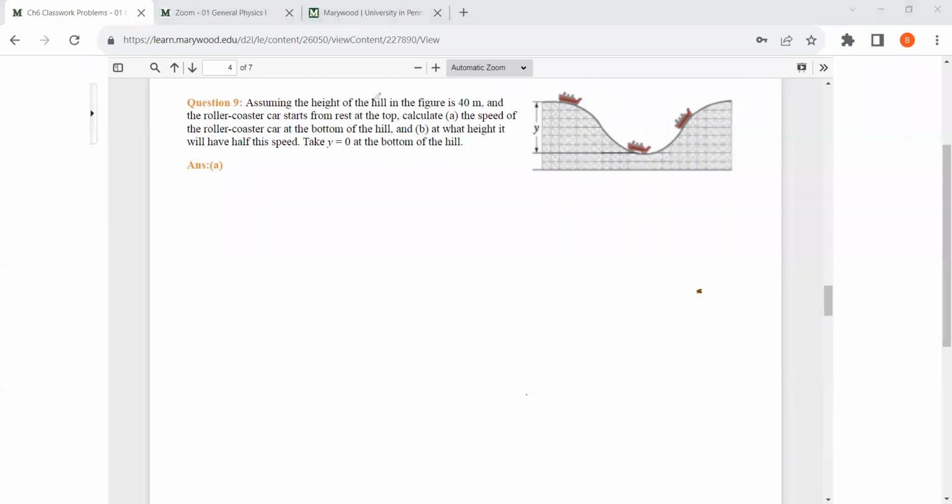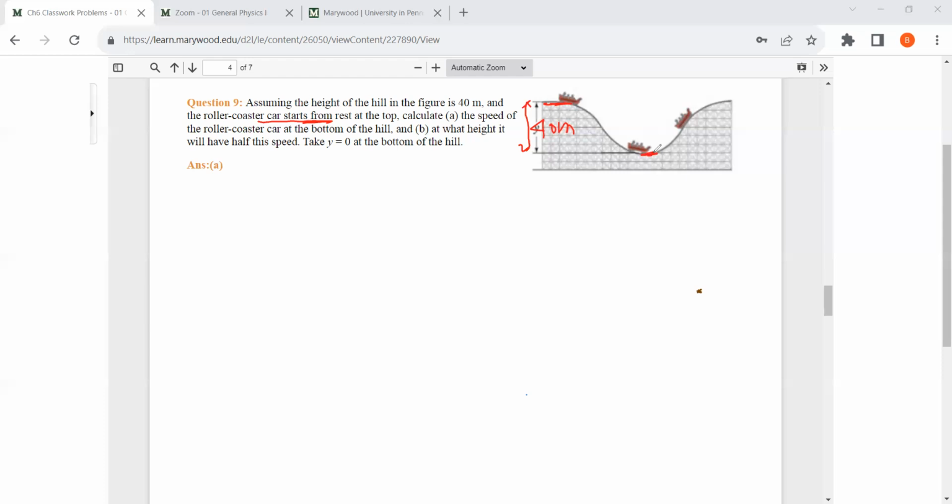All right, so we have a roller coaster track and roller coaster car, and it says that the initial height is 40 meters. So this height is 40 meter, and at this position the car is at rest. The car starts from rest at the top of the hill. Calculate the speed of the roller coaster at the bottom of the hill. So we have to calculate the speed at this point.